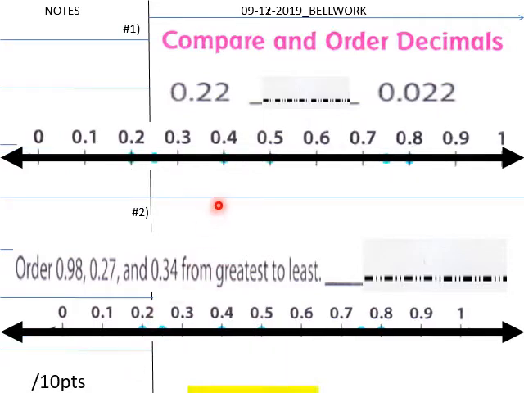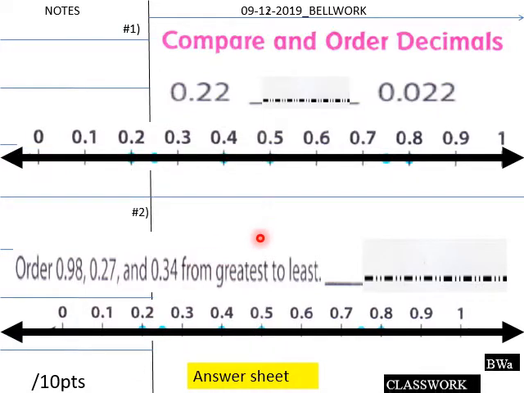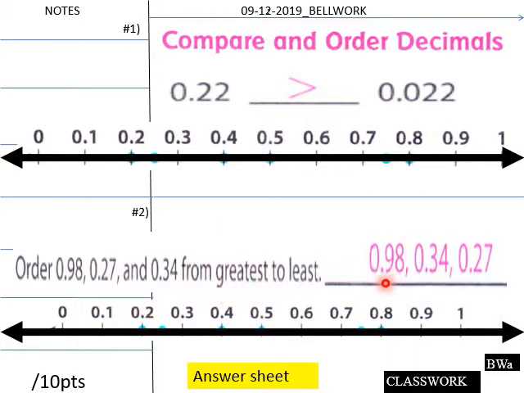Okay, welcome back. Our solutions here for today's bell work: 0.22 is greater than 0.022. And then the ordering from greatest to least would be 0.98, 0.34, and 0.27, students. And you could either put that on your number line or put it in the blank.